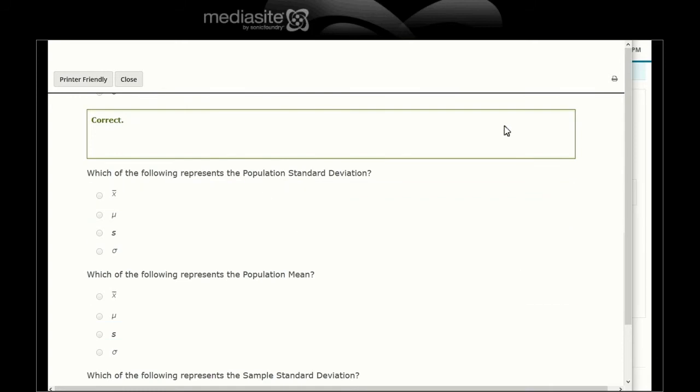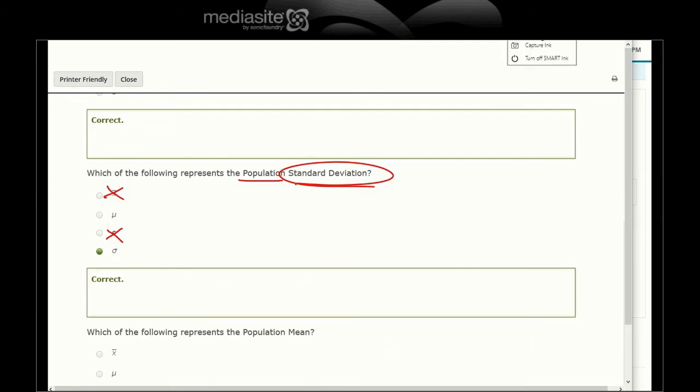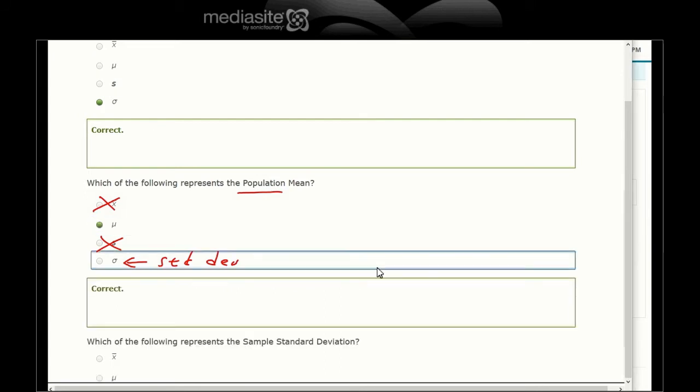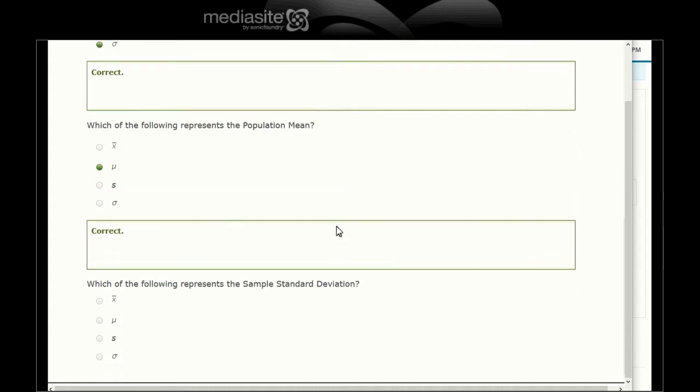Which one represents the population standard deviation? Now we're talking about population, so the regular letters we eliminate. It's going to be mu or sigma. Standard deviation, sigma. Again, population, so we want to be looking at the Greek letters, and if we just said from the previous one that this is standard deviation, then mean has to be the other one. And again, sample, so immediately the Greek can be eliminated. We know this one is the mean from a previous problem, so it has to be S then.